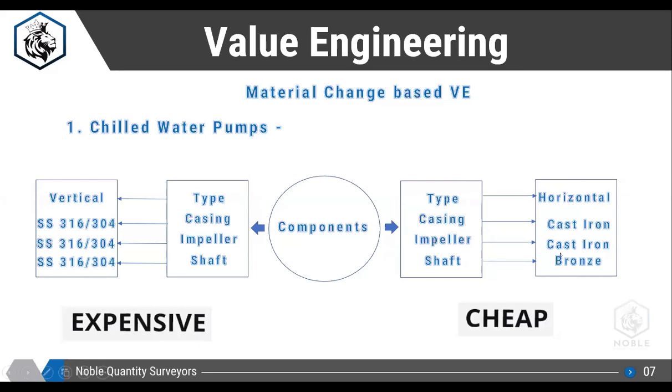If you are using this material for the casing, impeller, and shaft, the cost of the chilled water pumps is reduced. Based on my experience, I can say you can reduce almost 25% of the total cost for chilled water pumps alone.